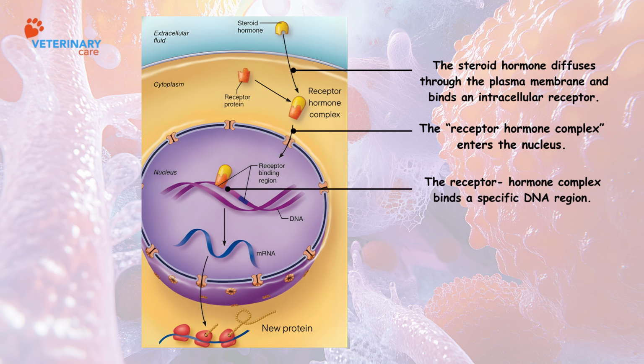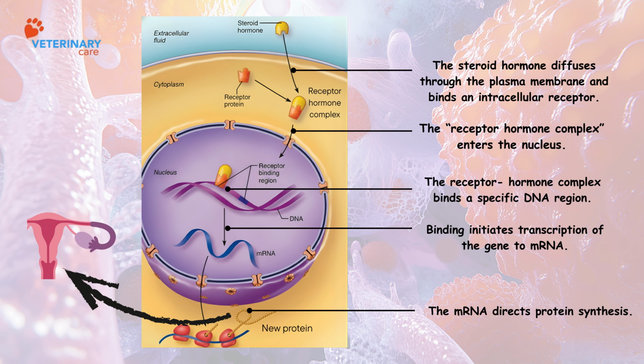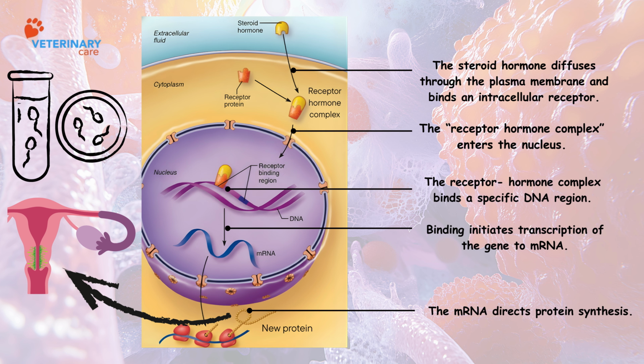This binding initiates gene transcription, resulting in the synthesis of messenger RNA, mRNA. The newly formed mRNA subsequently leaves the nucleus and attaches to ribosomes in the cytoplasm, where it directs the synthesis of specific proteins responsible for the hormone's physiological effects. These proteins enhance reproductive processes such as the production of cervical mucus during estrus, uterine gland secretions, and the formation of seminal plasma components in males.